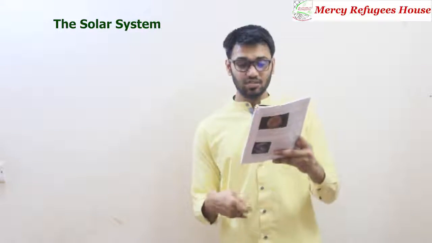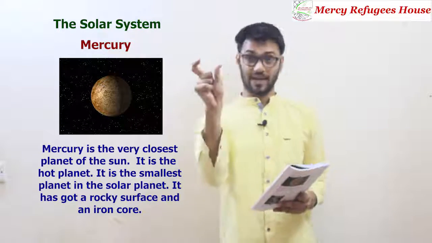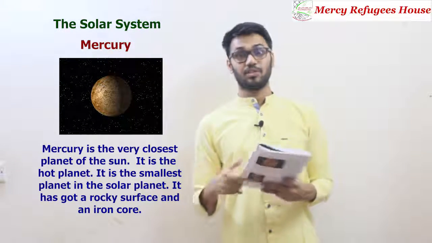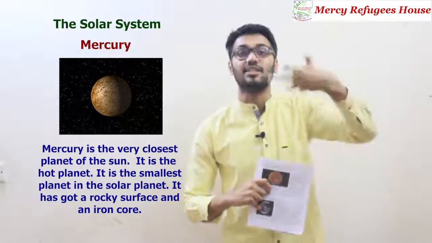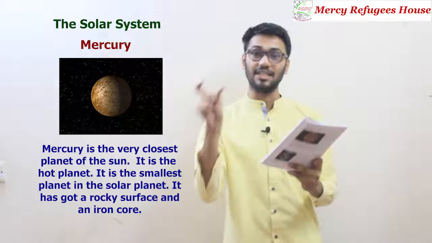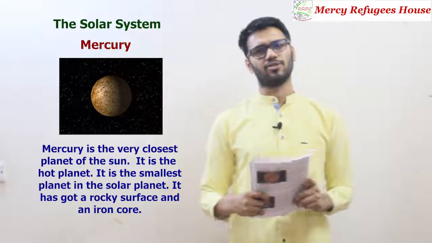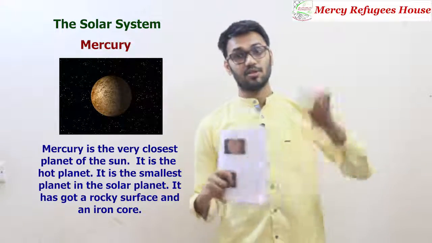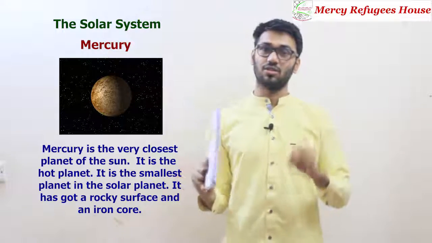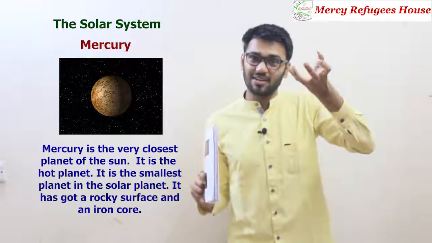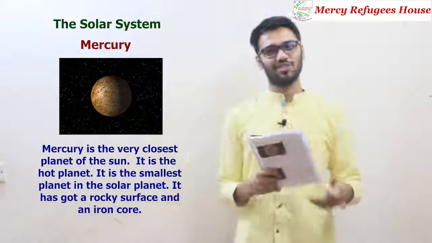Now, next one is Mercury, the very closest planet to the sun. If something is near the sun, it will be hot, isn't it? Yes, of course Mercury is hot. It is the smallest planet in the solar system. It is near the sun and of course the smallest one. The little planet brother of our solar system.